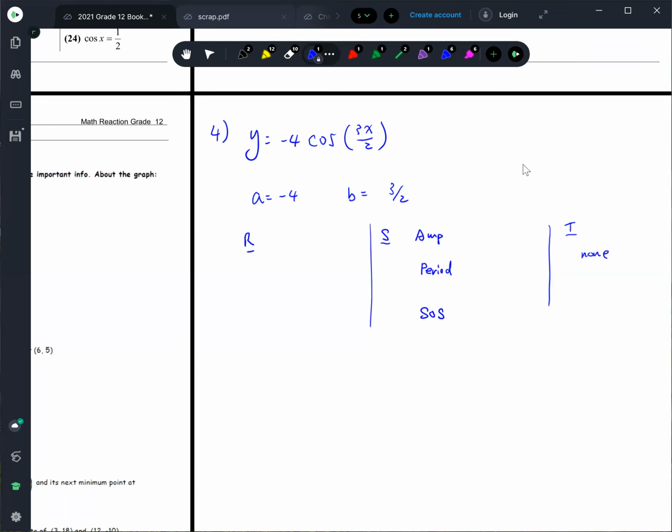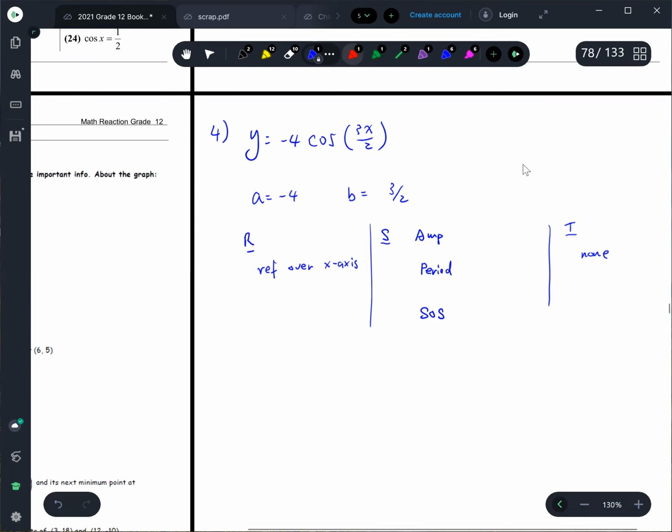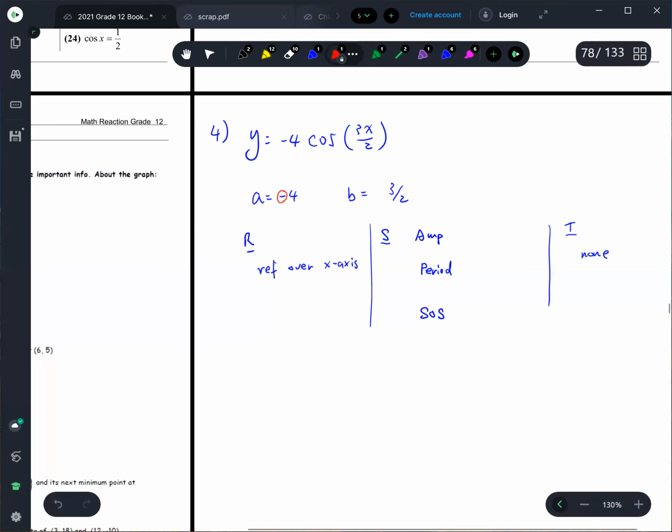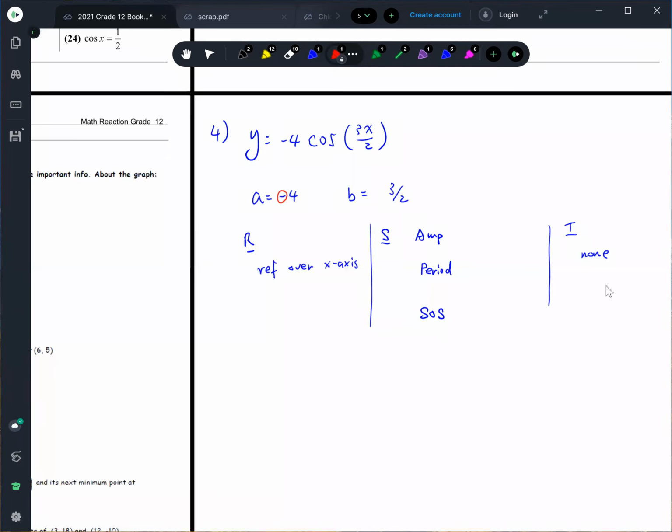For number 4, okay, Jenny, what's the reflection? Is it over x? Yeah, very good. Okay, reflect over x-axis. This is part of your answer, okay? You need to write down the story for the function. There's a reflection over x-axis because you have a negative on the A. Right, and then we have amplitude.